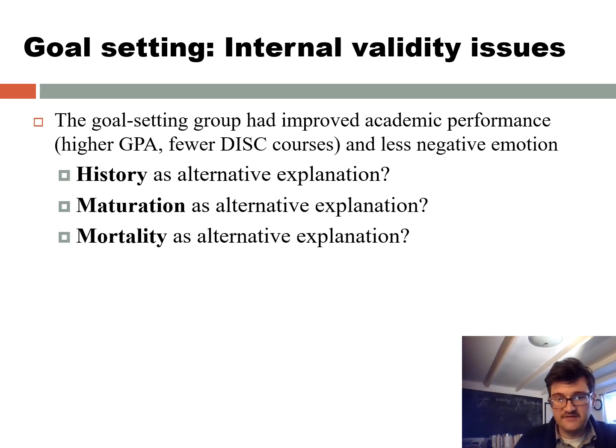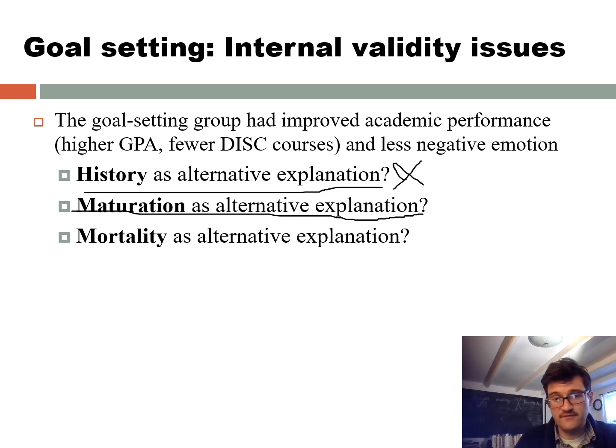Now we have to think about: is history a possible alternative explanation? Again, the control group helps rule that out. We would have seen something awkward there. Maturation as an alternative explanation: maybe when you have a particularly bad semester and you're academically at risk, you simply work harder the next semester and therefore do better. But again, we have a control group, so if that was the explanation, we'd see it. So there we go.